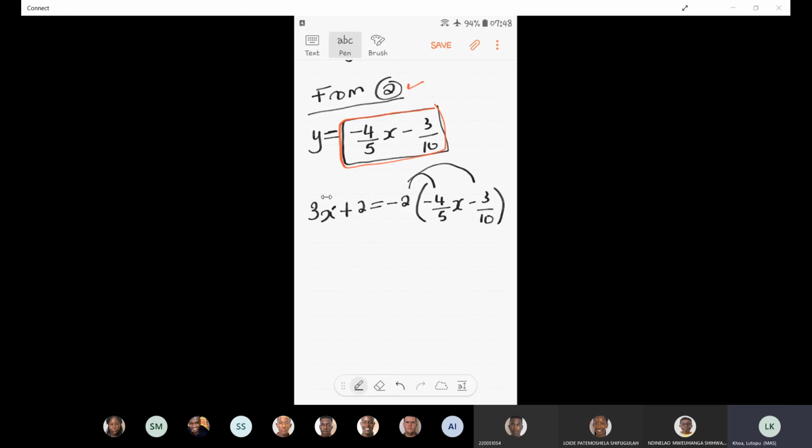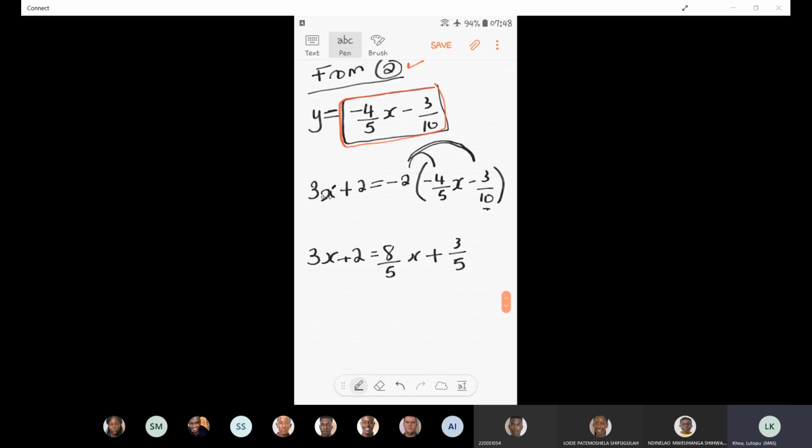On the left hand side, nothing has changed yet, so I leave it as 3x plus 2. And then on the right hand side, negative 2 times negative 4 over 5 will become positive, so I have positive 8 over 5x. And then again, negative 2 times negative 3 over 10 will become a positive value. This 2 here will cancel with the 10 over there, and then you'll have 3 over 5. Okay, that's what we have.